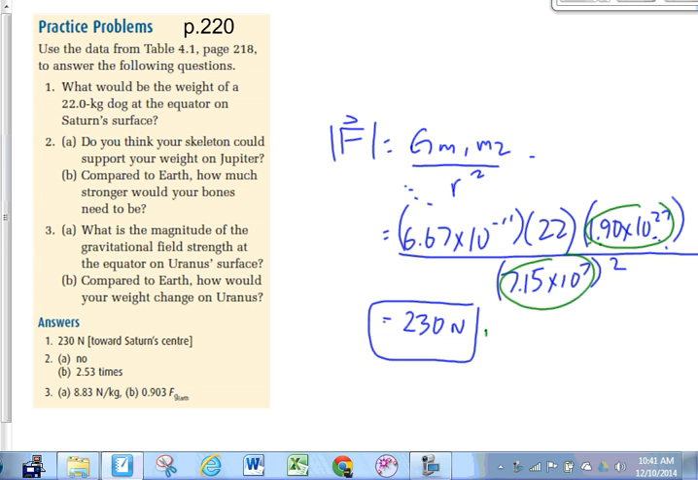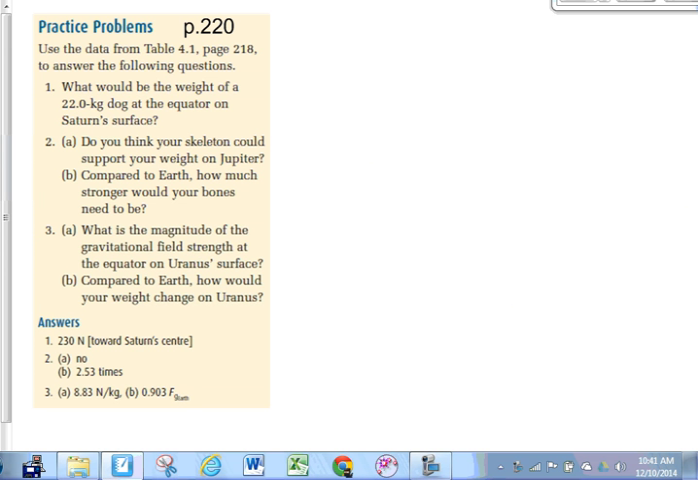Compared to Earth, how much stronger would your bones need to be? To do that, we're going to calculate the field strength on Jupiter and on the Earth. We already know the field strength on Earth, right? 9.81 meters per second squared. We'll go with that number. I'm not sure whether they're actually looking for you to calculate it here or just to use the accepted value. You could find it in the exact same way as you'd find the field strength caused by Jupiter.